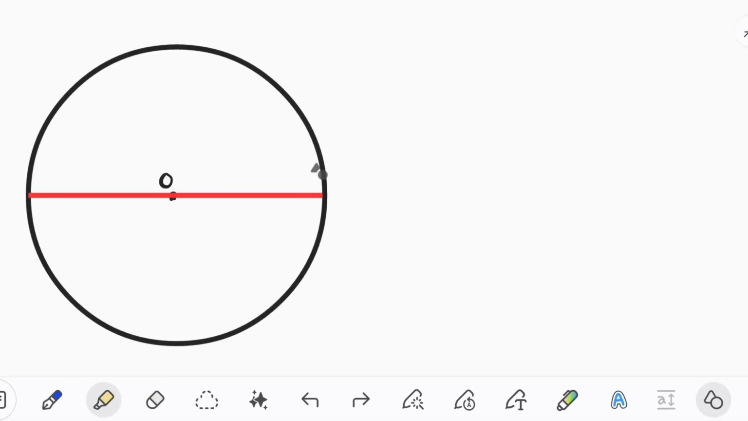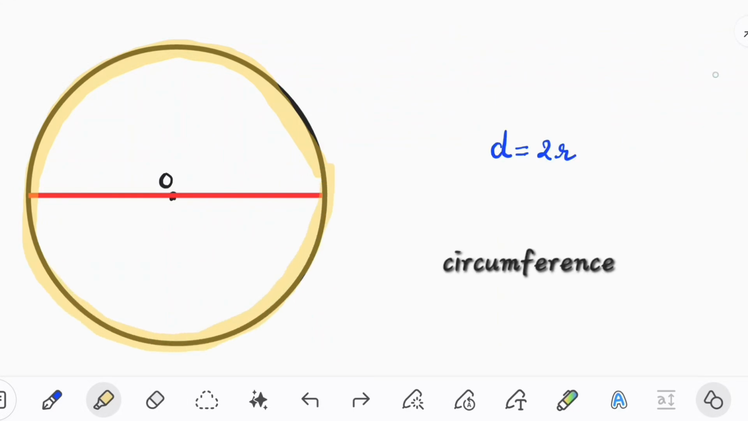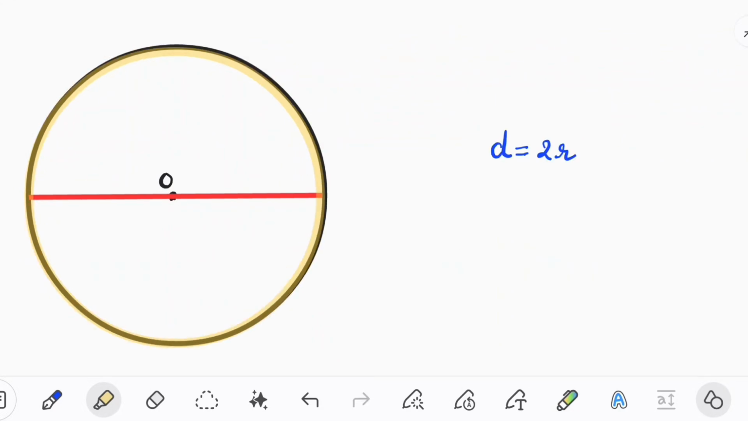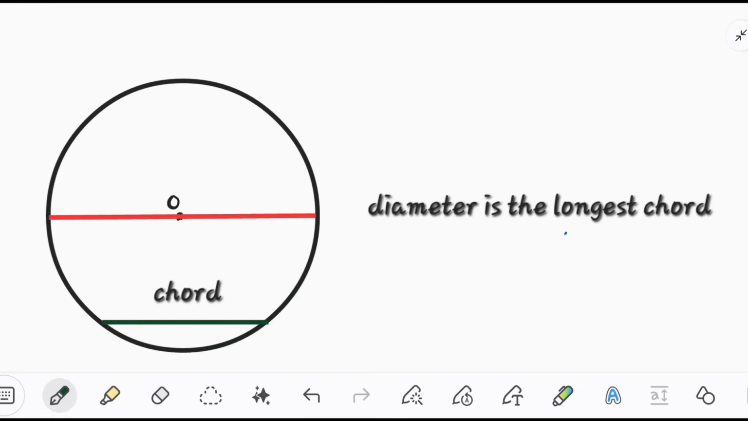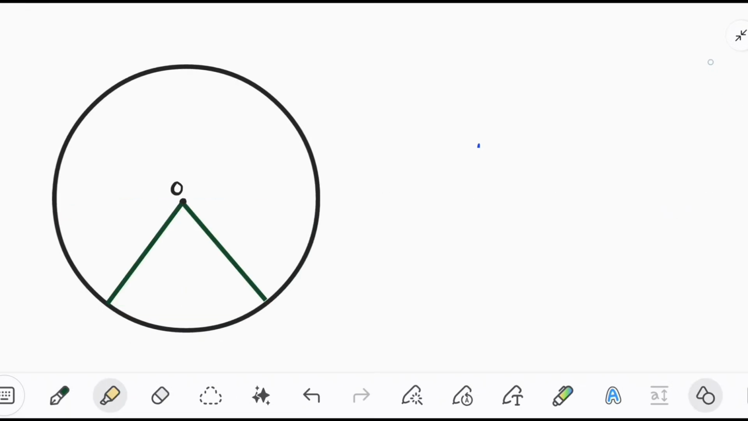Now, we learn about the circumference. The boundary length of the circle is called circumference. Circumference is equal to 2 pi r. Now we see chord. A line joining two points on the circle is called chord. The longest chord is the diameter.